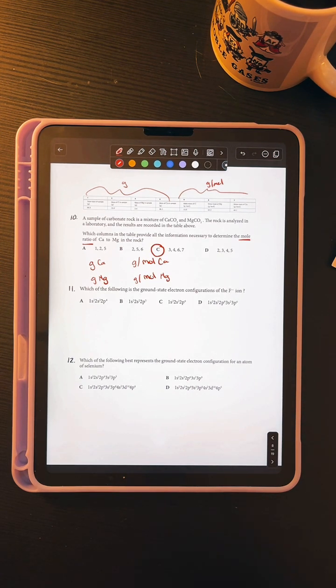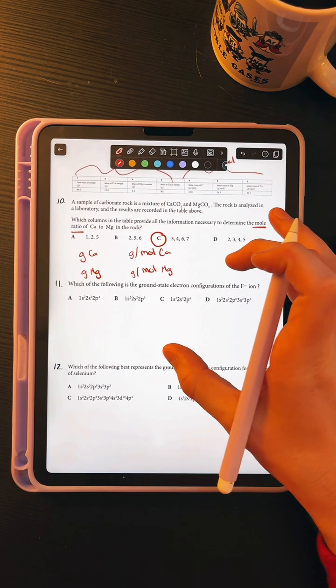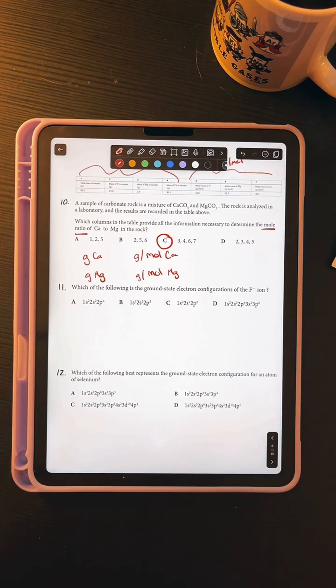I saw a question, what app am I using? I am using Notability. That is the only app that I have ever used. I know people use GoodNotes and stuff, but I just bought Notability and that's what I've been using.